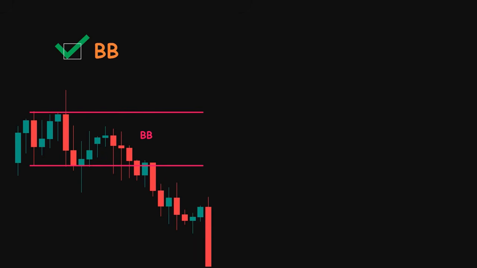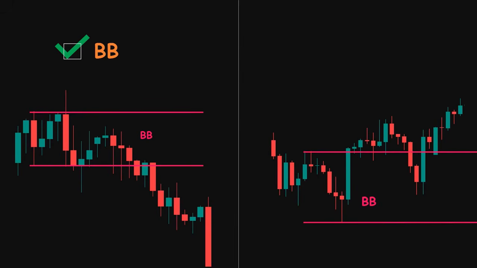Finally, let's cover the breaker block. It's similar to an order block, but with a small twist in the market structure. You'll typically see a high, a low, a higher high, and then a lower low. In a bearish scenario, mark the down-close candles between that high and low. That area often acts as resistance.